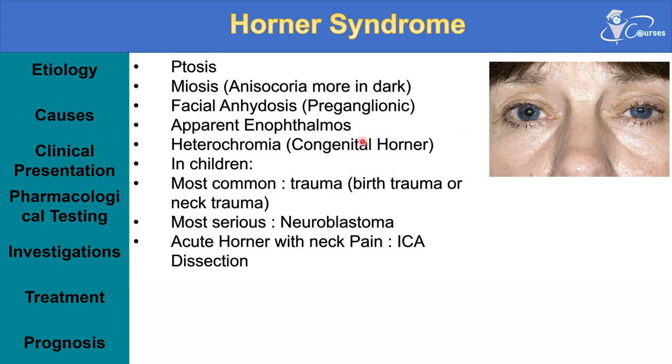They will have a facial anhydrosis, which occurs with preganglionic lesions, as the postganglionic lesions will skip the sympathetic fibers that supply the sweat glands of the face. There will be apparent enophthalmos, as those patients will have a mild ptosis of the upper lid, and also there is absence of lid retraction of the lower lid. So there will be a narrowing of the palpebral fissure, which will give the appearance of enophthalmos.